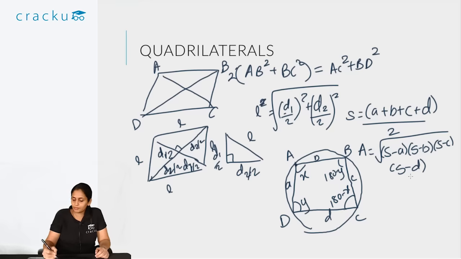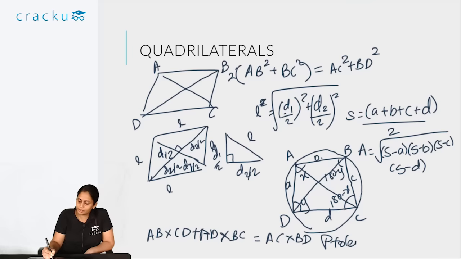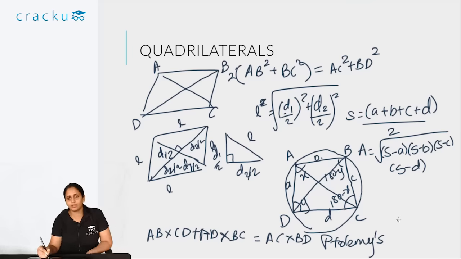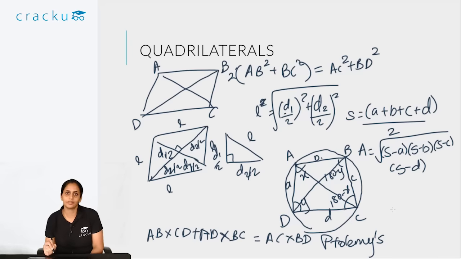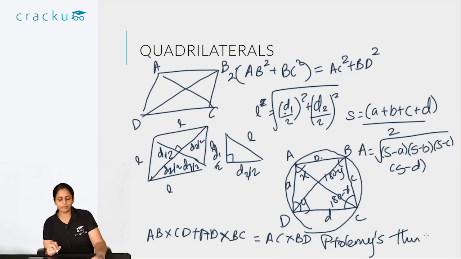Also another thing that you can remember is Ptolemy's theorem. Whenever you are asked about the lengths in cyclic quadrilaterals, you can say that the products of pairs of opposite sides, AB into CD plus AD into BC, will be equal to the product of the diagonals, that is AC into BD. So this is called Ptolemy's theorem. Whenever you have the diagonals of a cyclic quadrilateral and you are required to find the length of any particular side, remember this one theorem. So these are the basic fundamentals of quadrilaterals.